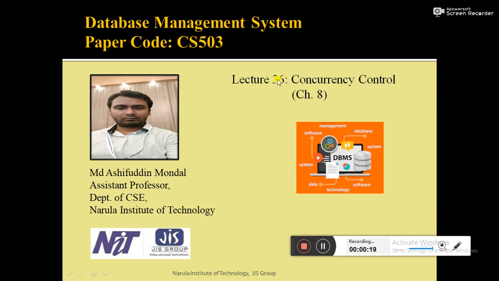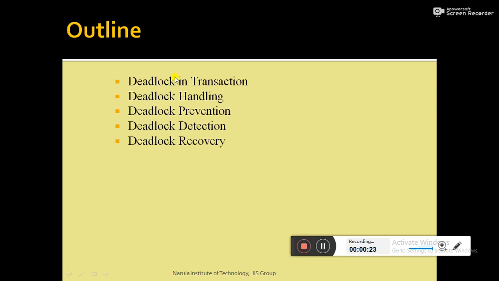I am going to cover chapter number 8, which is concurrency control. These are the topics which I am going to cover during my lecture. Here I am going to discuss the concept of deadlock, when deadlock will happen in a transaction, then if deadlock is there, how to handle deadlock, then the deadlock prevention technique. We will also discuss the deadlock detection technique, as well as the recovery technique from deadlock.